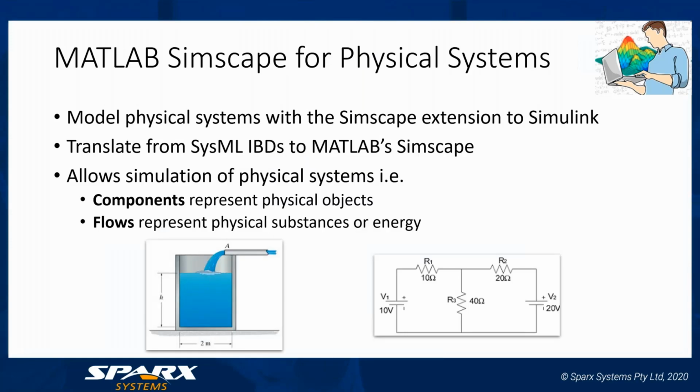Simscape integration. MATLAB has an add-on for Simulink, which is called Simscape. MathWorks has it about three levels deep as far as the add-ons go. Simscape is used to model and define physical systems. So you translate your SysML internal block diagram to a MATLAB Simscape format. The components in your model represent physical objects. The flows in your model represent physical substances, for example water or electricity or energy passing through a circuit. So now you can model and simulate physical systems out of Enterprise Architect using these extensions.